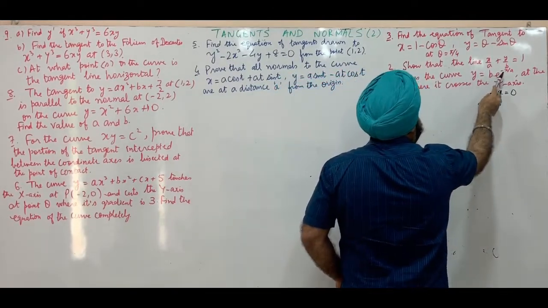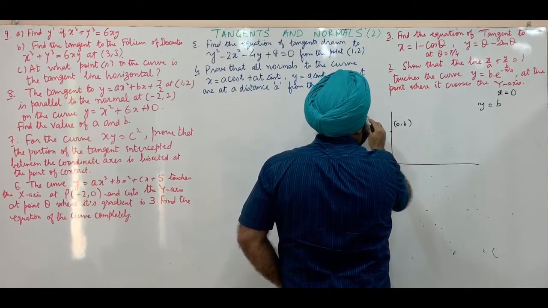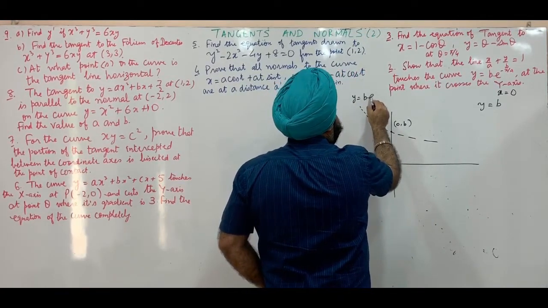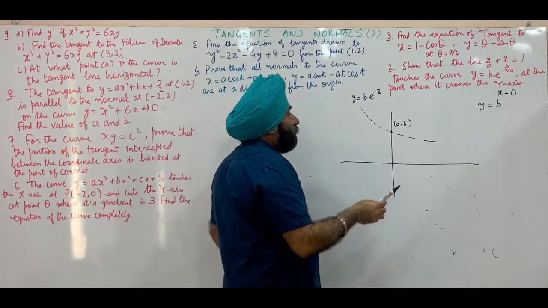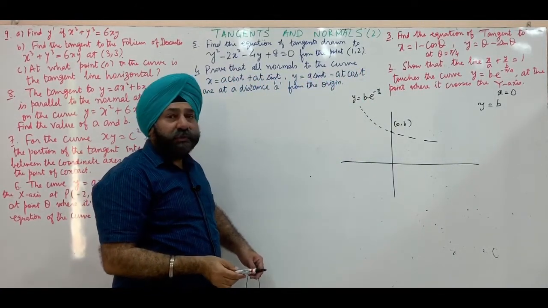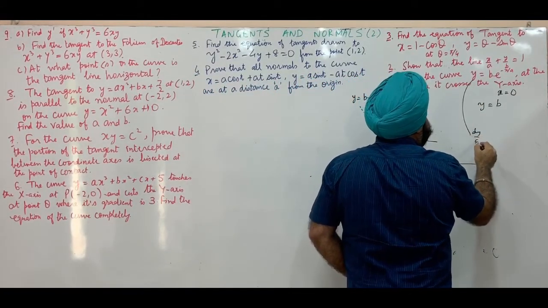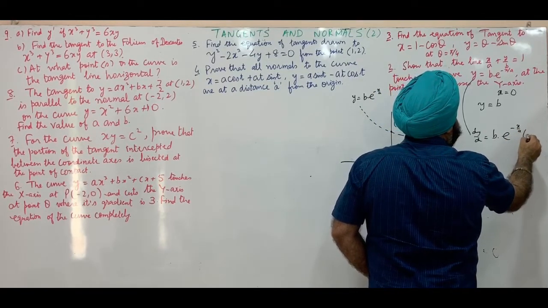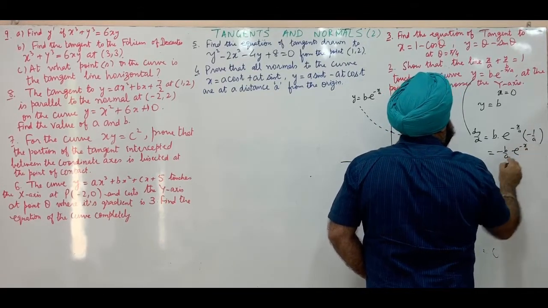Y is equal to b into exponential function. So this will be like this. This is y is equal to b into e raised power minus x by a. So the line touches the curve means the line is tangent to the curve. That means we have to find out the equation of tangent. So for that we need dy by dx, b into e raised power minus x by a into the derivative of this, which is minus 1 by a, e raised power minus x by a.